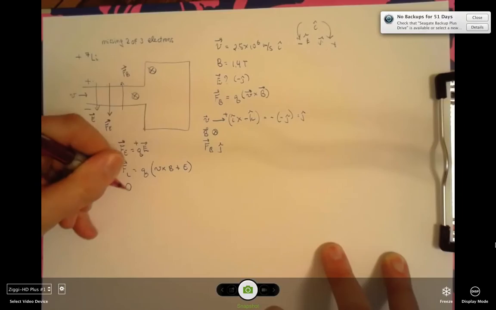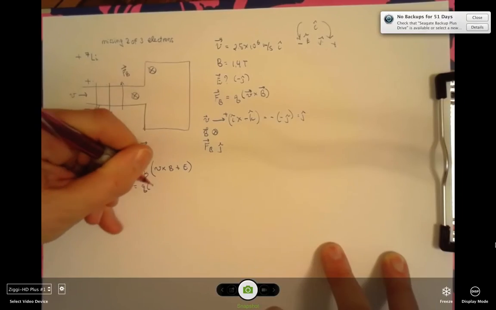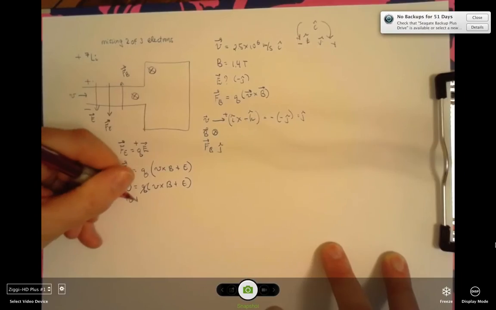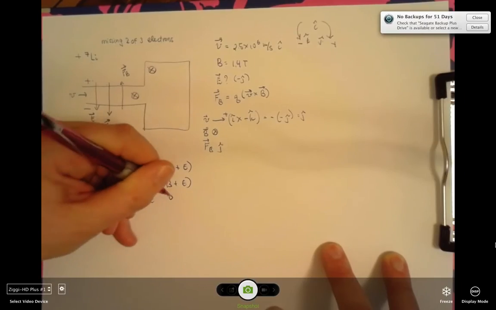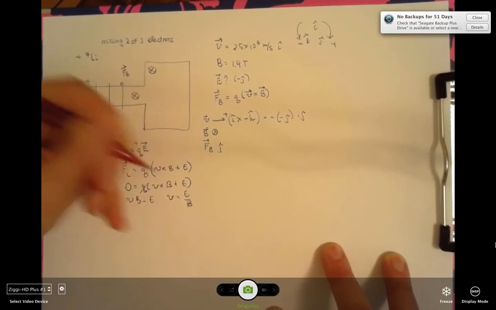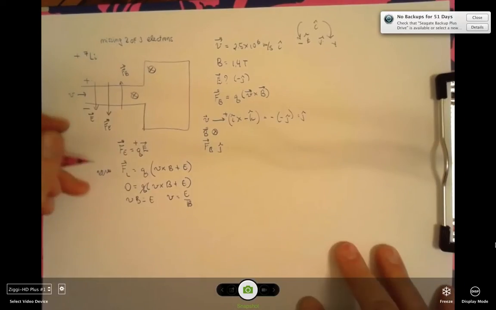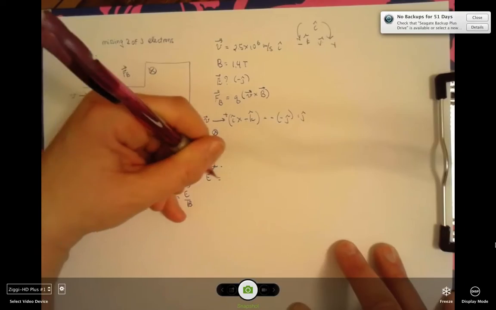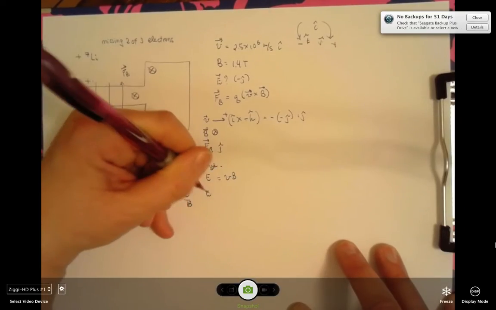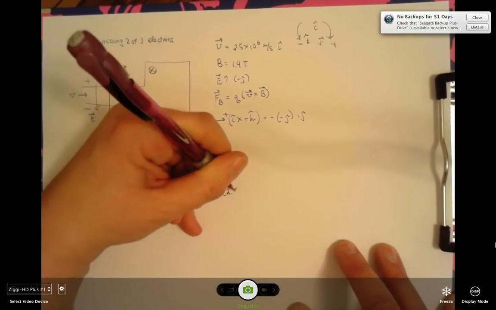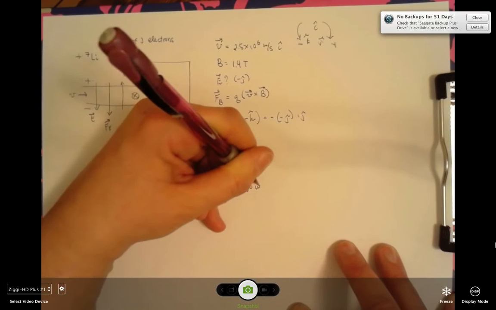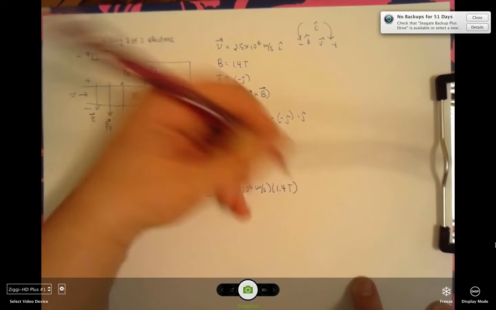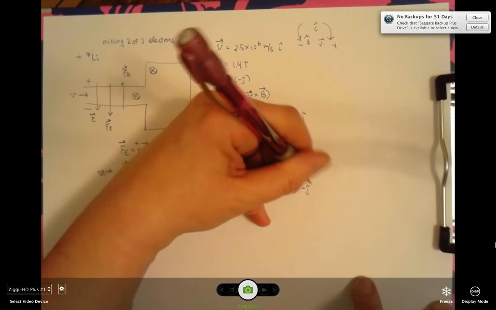So if we say the force on the charge is equal to 0, this leaves us with plus E is equal to 0. That goes away. VB is equal to E. So V is equal to E over B for anything that makes it through our velocity selector. That means if we rearrange this, E is equal to VB. So our electric field should be 2.5 times 10 to the 6 meters per second times B, which was 1.4 Tesla, in the minus J direction.